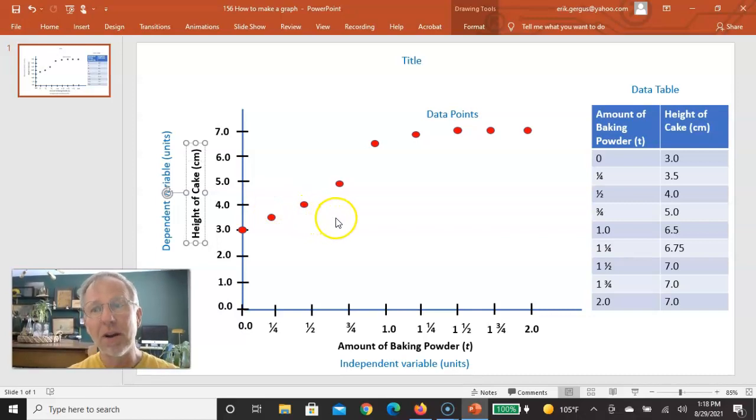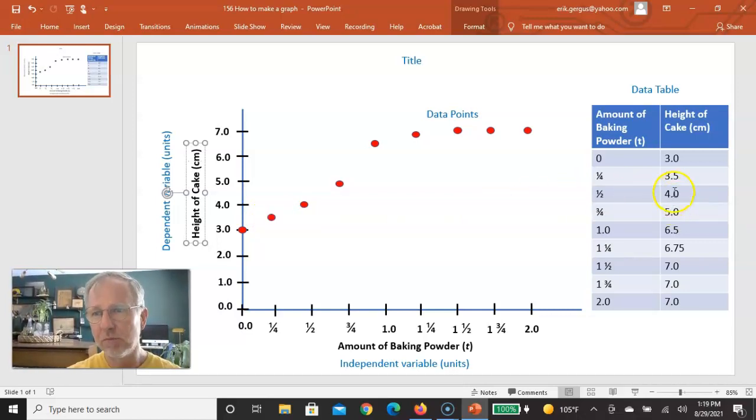Now we're ready to plot our data. So I already did this, just to make it a little easier in making this video. So for 0 teaspoons of baking powder, the cake was 3 centimeters in height. So you come over here, 0 teaspoons of baking powder, 3 centimeters, there's the data point. For a 1/4 teaspoon of baking powder, the cake was 3.5 centimeters. So we go to a 1/4 teaspoon, you go up vertically to 3.5. You plot that data point.